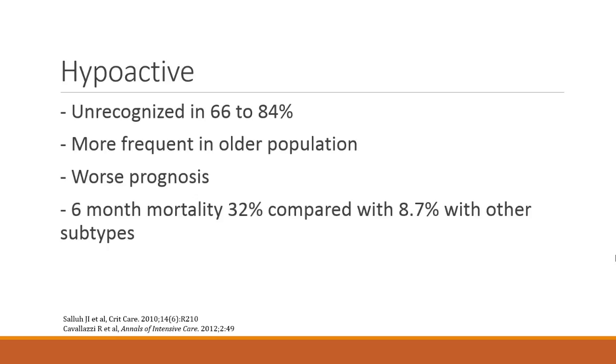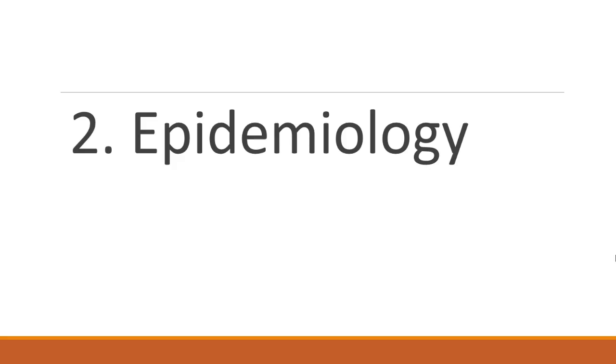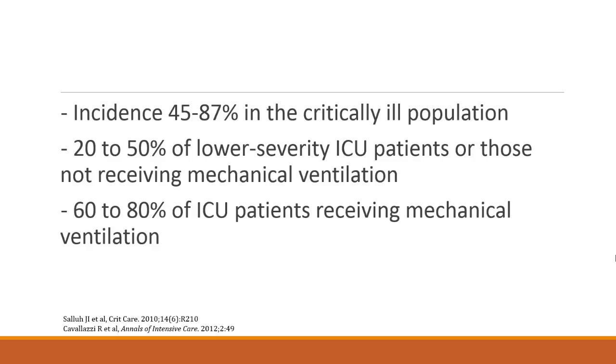It's more frequently seen in an older population, and importantly, it has a worse prognosis. So comparing 6-month mortality between the hypoactive group and the other subtypes, there's almost an absolute difference of 20%. So 32% compared to around 9%, which is pretty significant. As far as the epidemiology goes, the incidence is very high in the ICU population, and as you would expect, this is more so in the ventilated subset of ICU patients. So up to 80% of those patients who are mechanically ventilated tend to have delirium, and less so the patients who are not on mechanical ventilation.